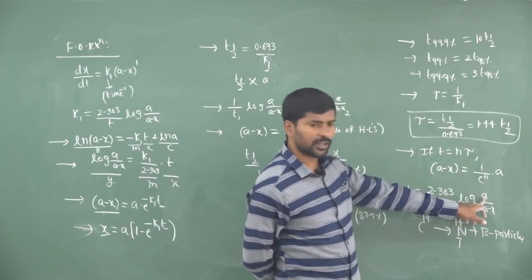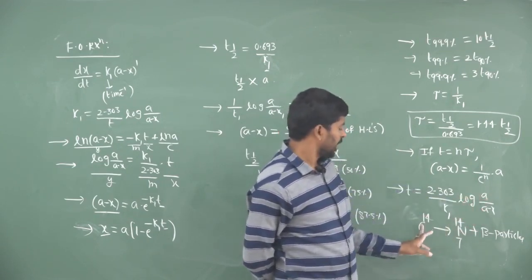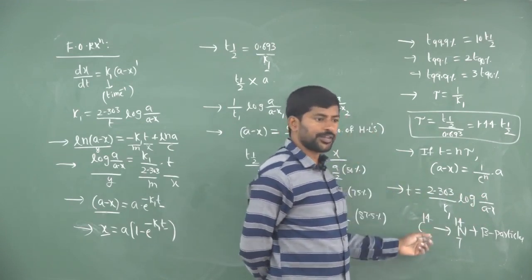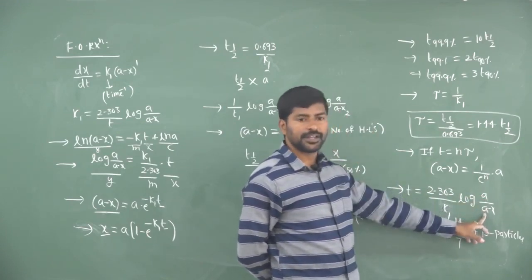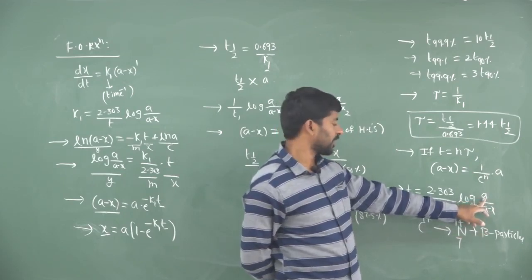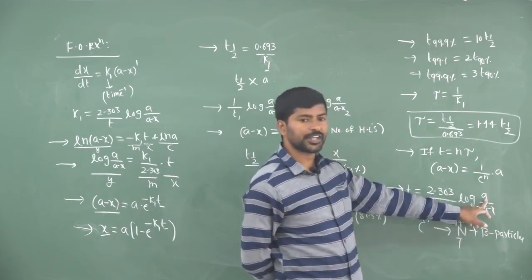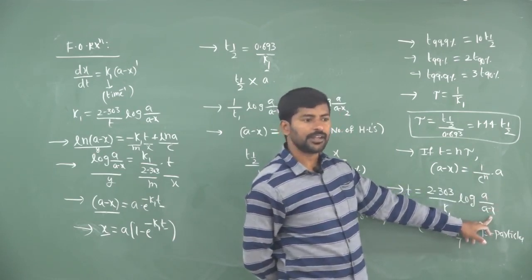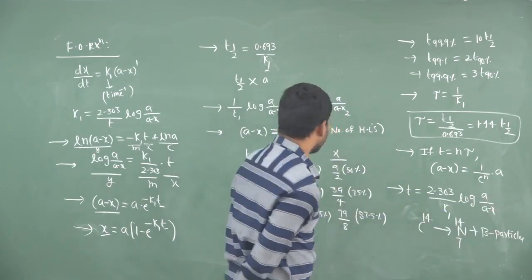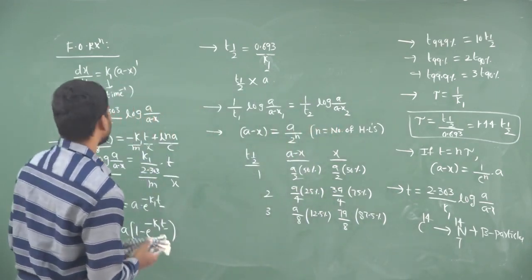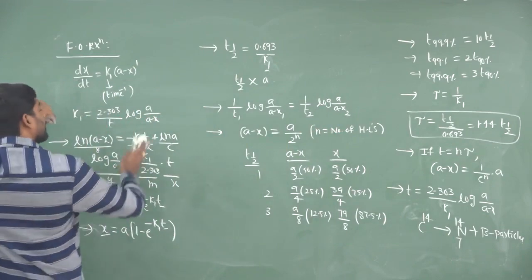So A, the initial concentration, means the activity of the fresh sample, divided by the activity of the dead sample or dead plant. Or we can calculate the number of beta particles emitted in the fresh sample by the number of beta particles emitted in the dead sample. These points you have to remember from first order kinetics.